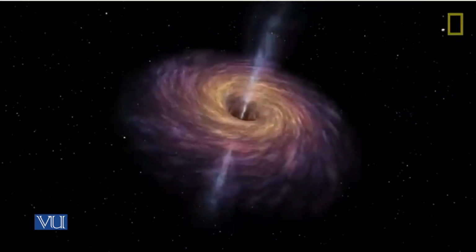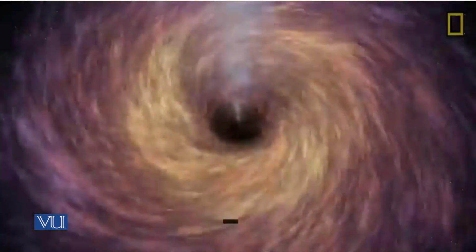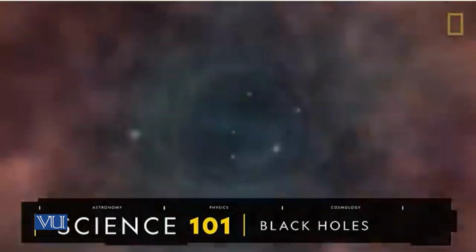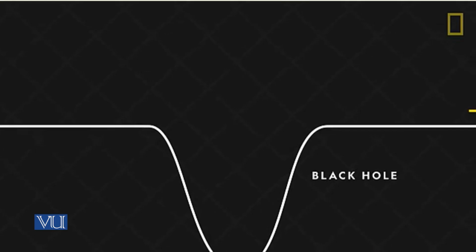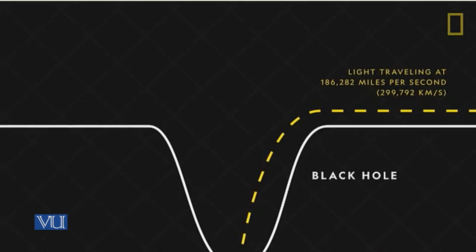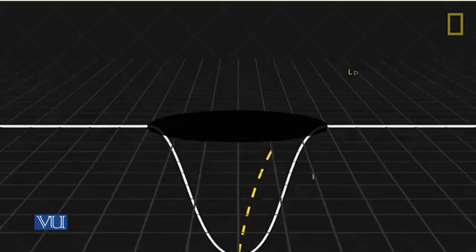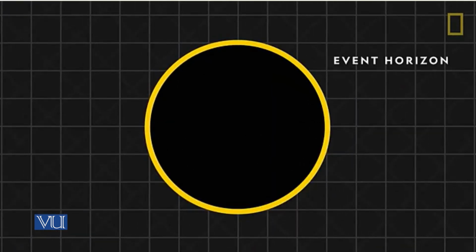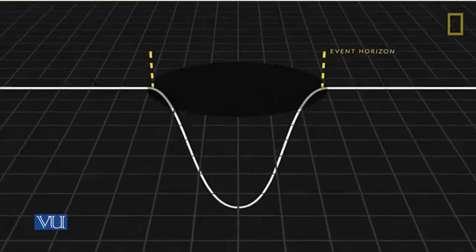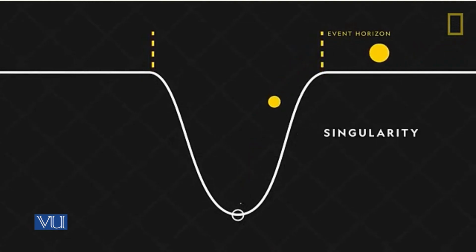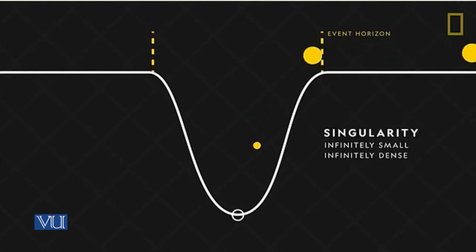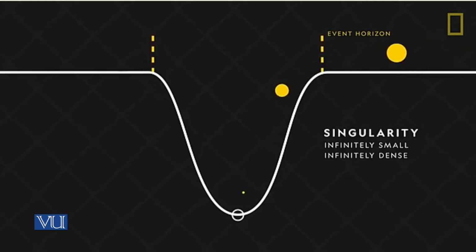Black holes are among the most fascinating objects in our universe, and also the most mysterious. A black hole is a region in space where the force of gravity is so strong, not even light, the fastest known entity in our universe, can escape. The boundary of a black hole is called the event horizon, a point of no return beyond which we truly cannot see. When something crosses the event horizon, it collapses into the black hole's singularity, an infinitely small, infinitely dense point where space, time, and the laws of physics no longer apply.